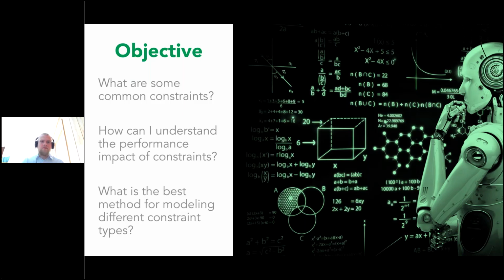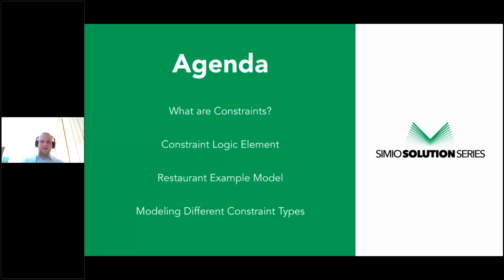So what are we going to talk about? We'll get a little philosophical at the beginning here and talk about what constraints are. Then I'll introduce the constraint logic element within Simio. And then we'll hop over into the Simio software to talk about this restaurant example that I created. And within the example model, we'll talk about different constraint types that I have modeled within that example.